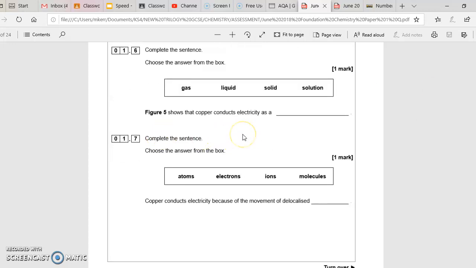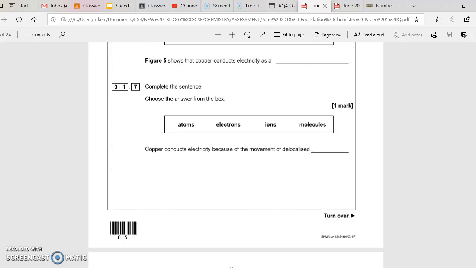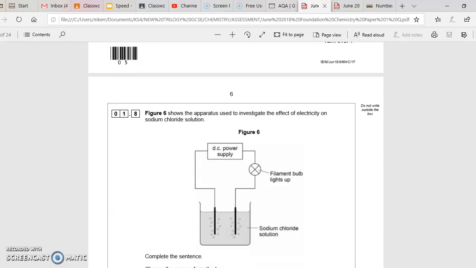Complete the sentence. Choose the answer from the box. Copper conducts electricity because of the movement of delocalized. Please pause your video. It's movement of delocalized electrons. Remember, electricity is the movement of electrons, or current is the flow of electrons of charge.